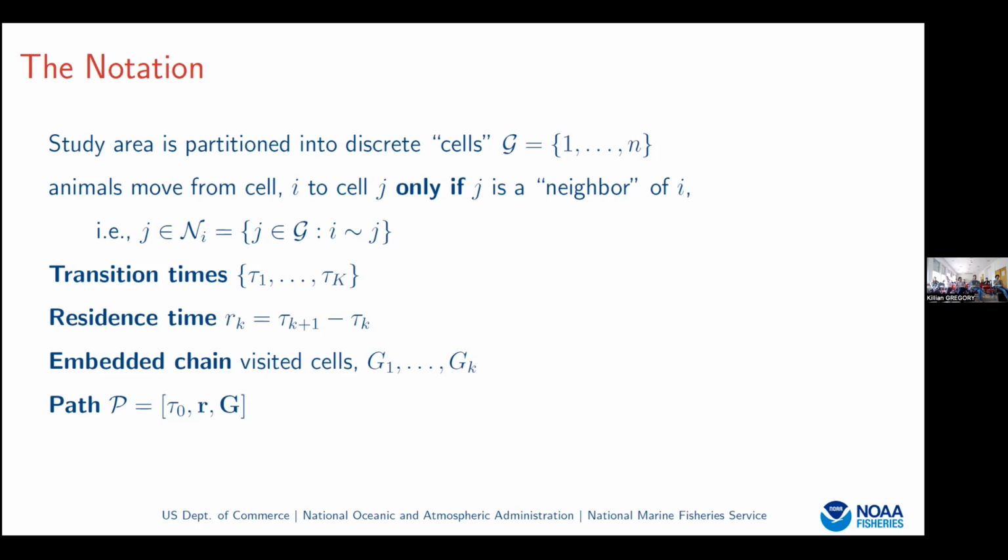So I have times that I transition. I have a residence time, how long I stay in the cell I'm at. That's just the difference of the transition times. And we have what's called an embedded chain. That's just the list of the cells I visited, no times associated. Just cell 1, cell 2, cell 3. Then our whole discrete space continuous time path is that collection of residence times and cells I visited, because at any point in time over that deployment, I can figure out where the animal is with those pieces.